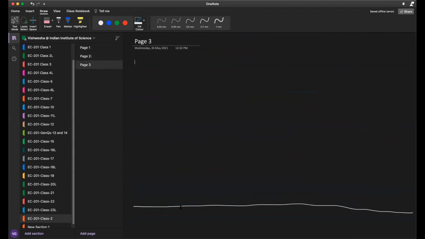I had it out. Yeah, sure. How do I get rid of this line?